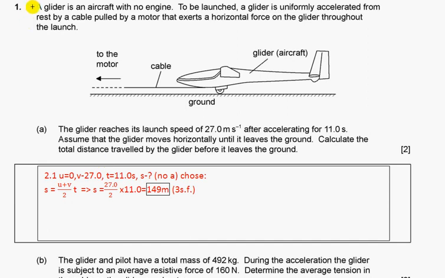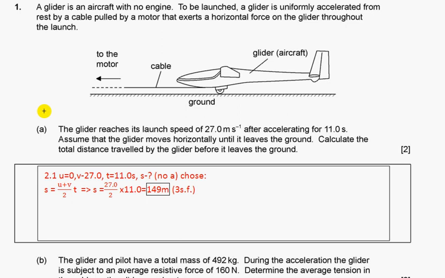Question 1. A glider is an aircraft with no engine. To be launched, a glider is uniformly accelerated from rest by a cable pulled by a motor that exerts a horizontal force on the glider throughout the launch. A. The glider reaches its launch speed after acceleration for 11 seconds. Assume that the glider moves horizontally until it leaves the ground. Calculate the total distance traveled by the glider before it leaves the ground.